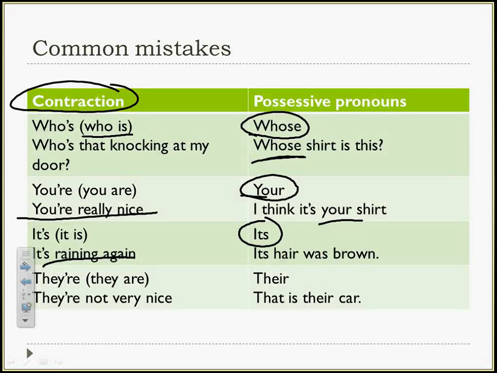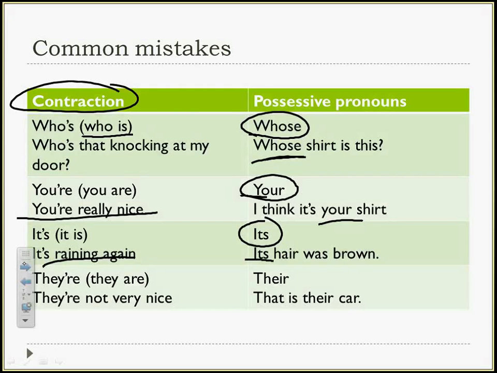Its hair was brown. The hair belonging to it was brown. If you can't say it is, then you need the ITS with no apostrophe. So in this one, let's try to say it is. It is hair was brown. It doesn't work. If it doesn't work, then you need ITS with no apostrophe.